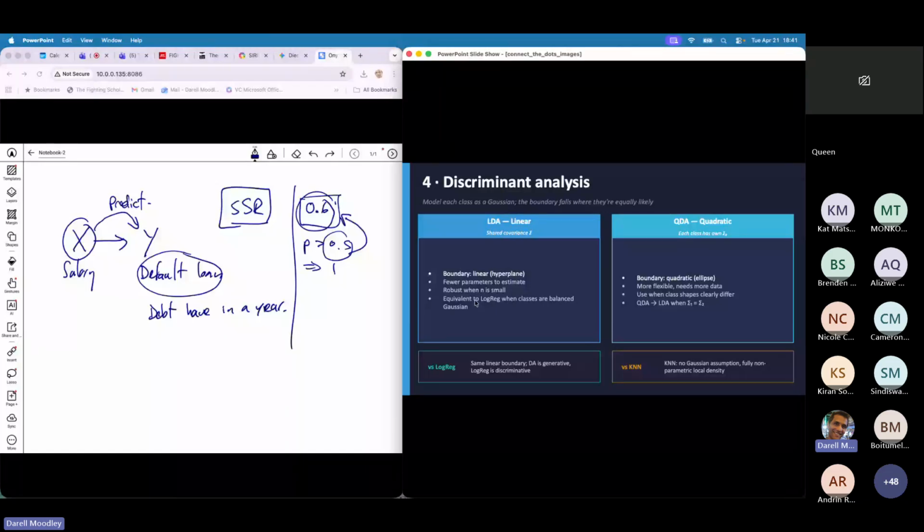Now, there's no diagram here, so I'm going to do my own sketch. Just give me a second.